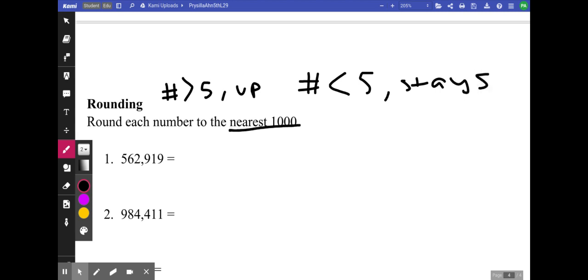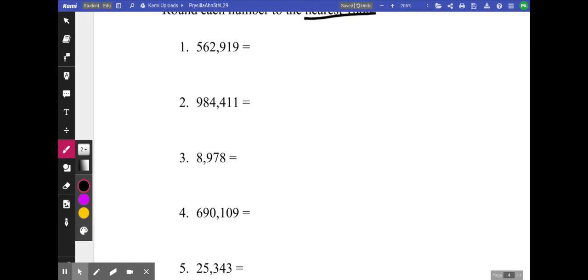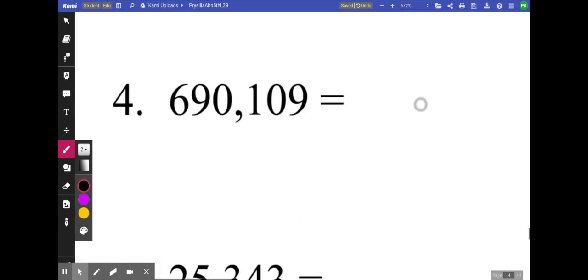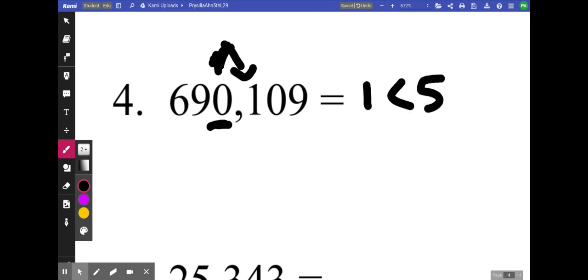Okay, so let's try number 4 together. Okay, so we see this huge number, and we're just going to find the thousandth place. Right here. And now we're going to look at the number next to it. That's going to help us determine. And 1 is obviously less than 5, so it stays the same. So we get a 6.